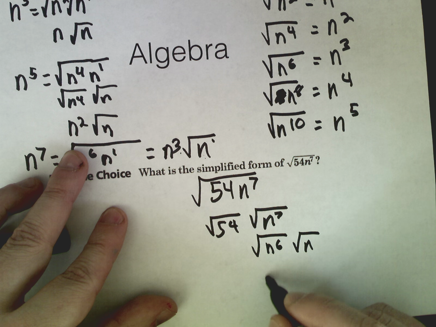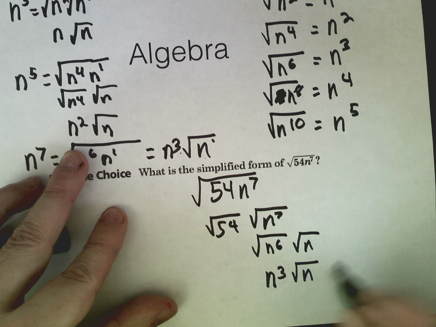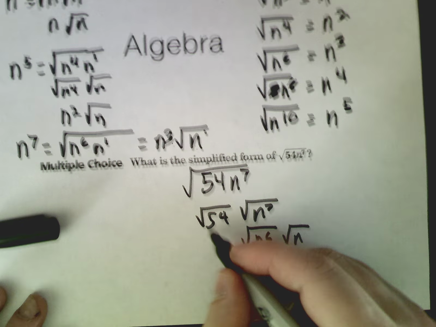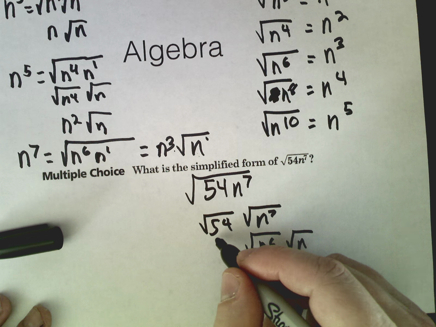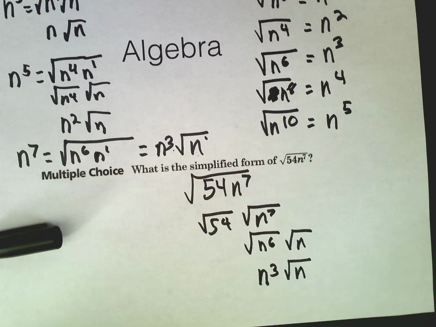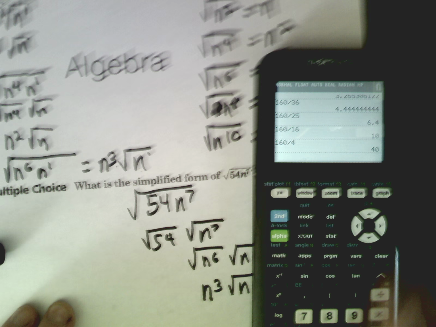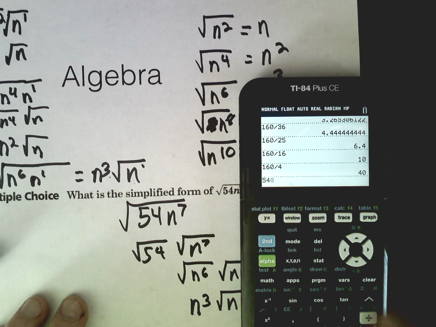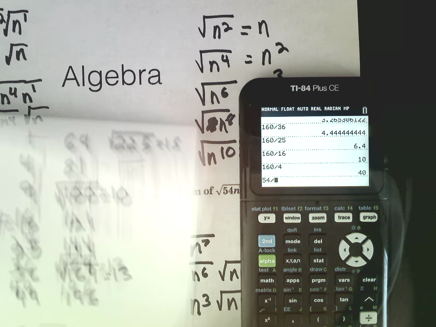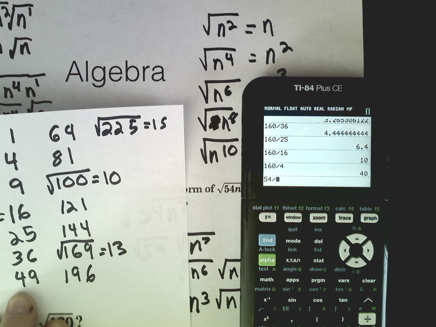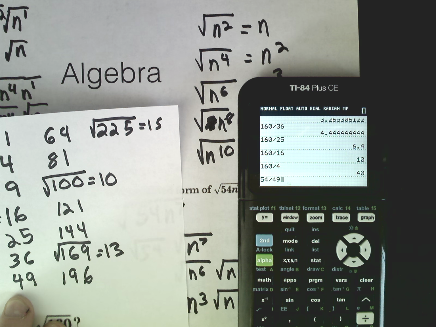This comes out to be n cubed, square root of n. Let's move on with this one. Let's look at the square root of 54. Well, square root of 54, I'm going to start doing my method here. I'm going to say 54 divided by the first one of our perfect squares, which is 49, the first one that's lower than 54.